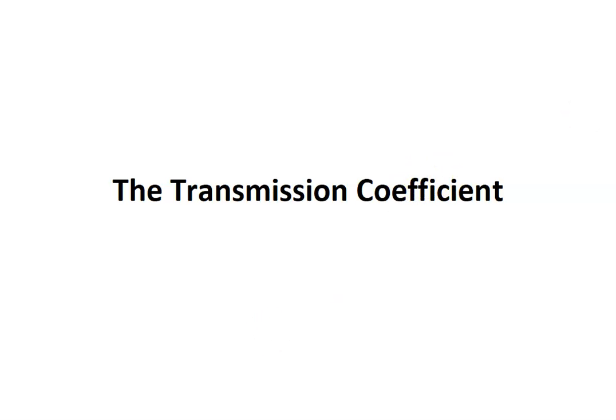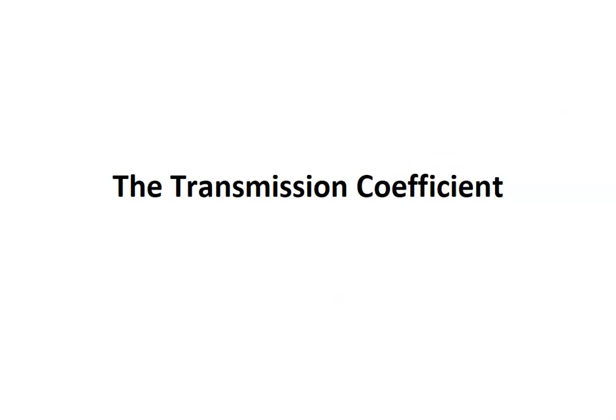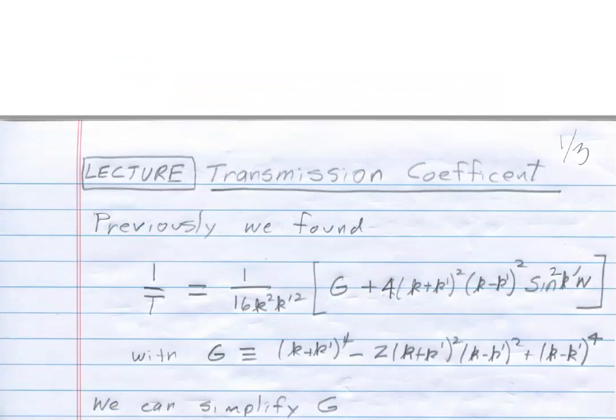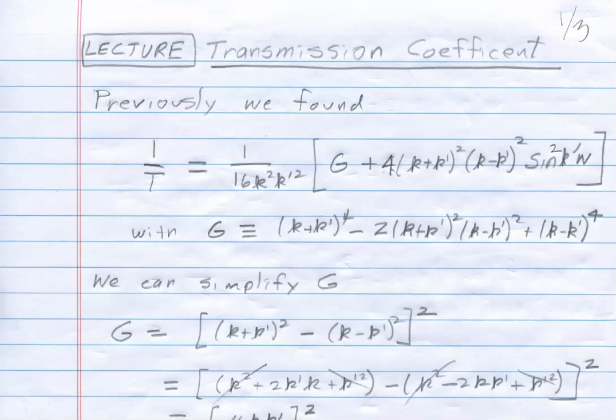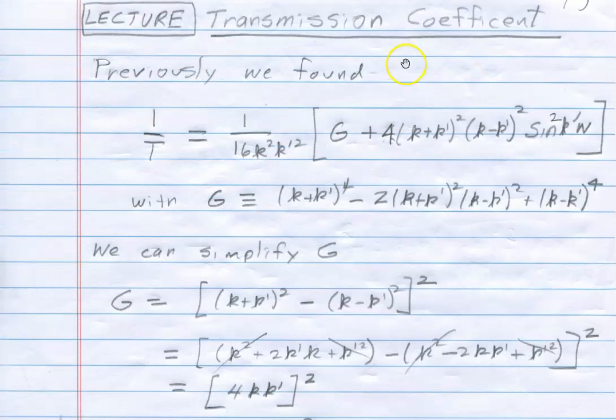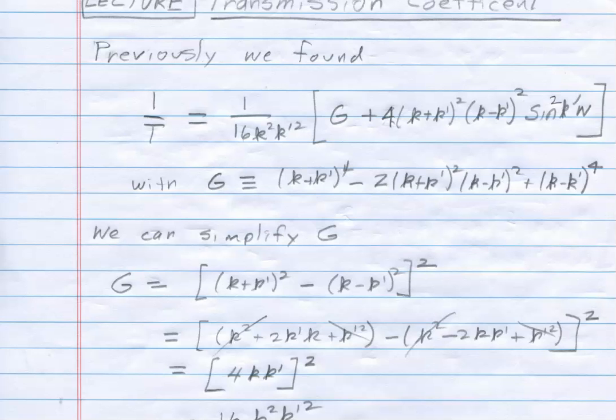Continue from the previous segment by maybe simplifying a little bit the transmission coefficient. We'd actually found it in kind of an obscure form. I'd written it like this. G is defined to be this mess, and then I have these expressions here, and then this sine squared of k prime w. So I had the scattering transmission coefficient.